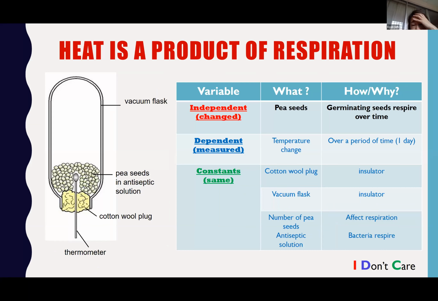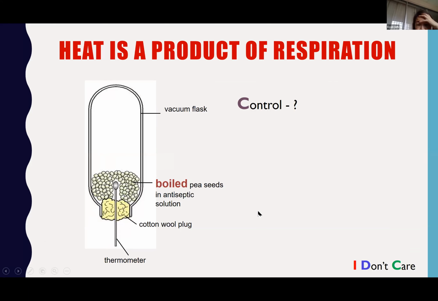So I can see that the independent variable I changed is the peas, one void and the other fresh. And the dependent variable will be the temperature change. You can see whether there is any temperature change registered on the thermometer. This shows that heat is a product of respiration. And the rest will be all the constant variables. We must consider the cotton wool, the vacuum flask being the same size, the number of peas, and the antiseptic solution used for the control as well as for the original experiment. These are the things I need to consider for the constant variables.